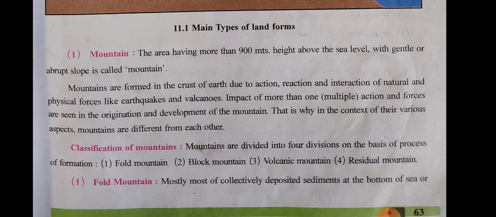Now let's see the first four types of the mountains. The first one is fold mountain. The second one is block mountain. The third one is volcanic mountain, and the fourth one is residual mountain. First is fold mountain, what we can call in Hindi fold mountain.